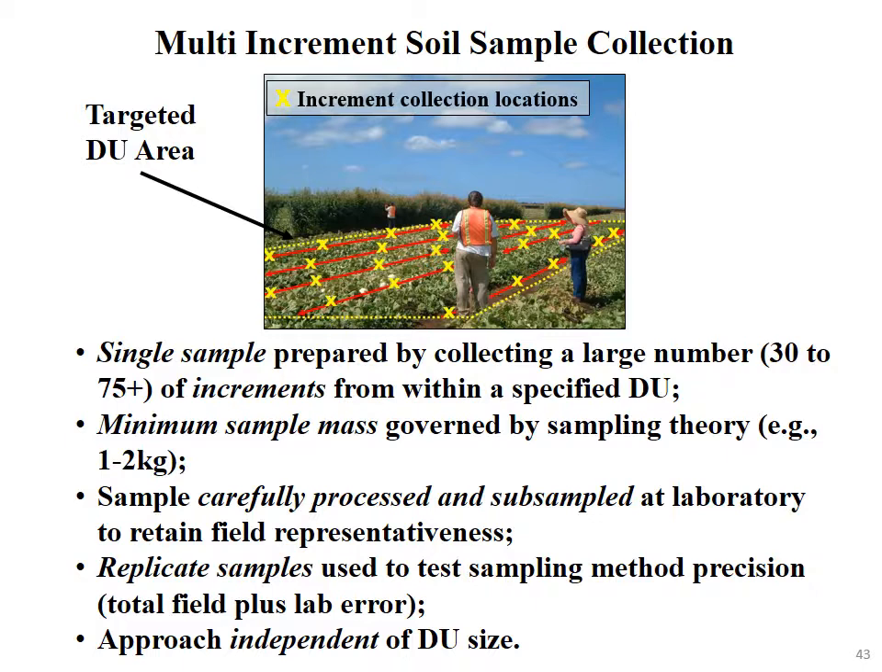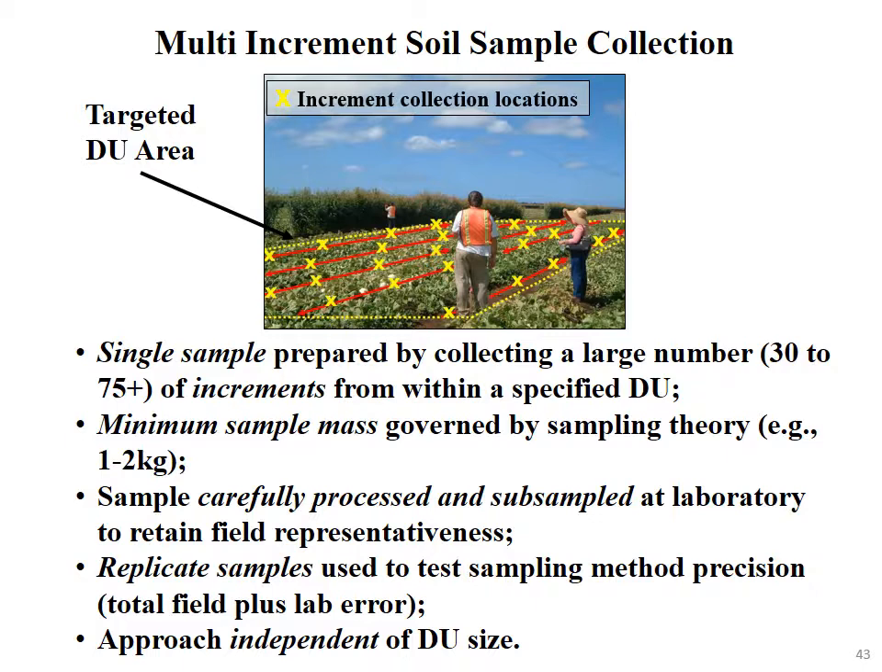So again, the minimum sample mass, 1 to 2 kilograms. When it gets to the lab, it's carefully processed and subsampled, and then we'll shift locations of the X's and collect another two replicate samples from the same DU to check the field precision of the sampling method.